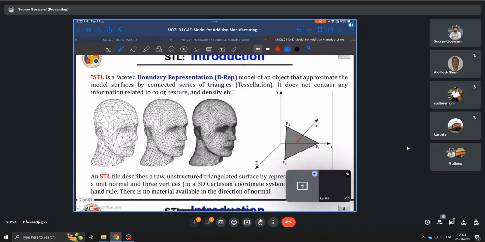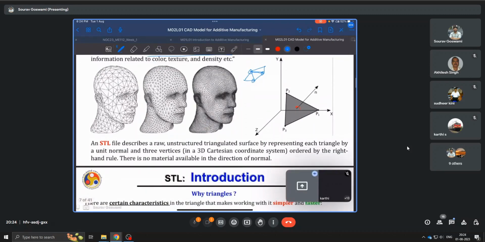STL is a boundary representation model because it only gives you the surface. It does not contain any information about the solid itself, and it uses a connected series of triangles. The triangles are connected to each other at their vertices. So they will be connected at least at one vertex, or they may be connected across more of them.